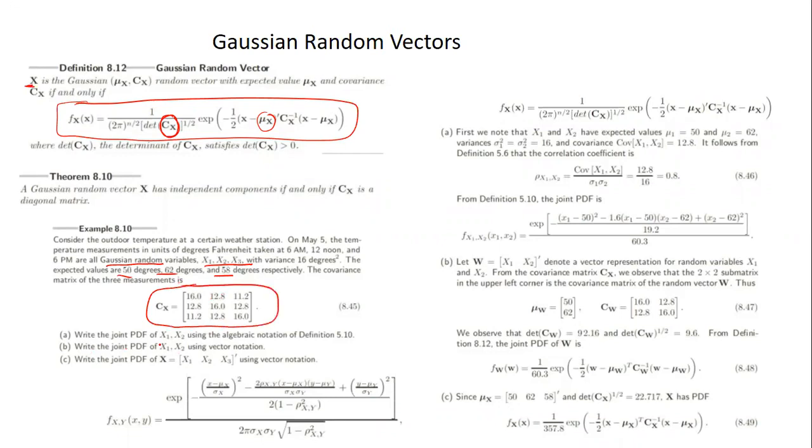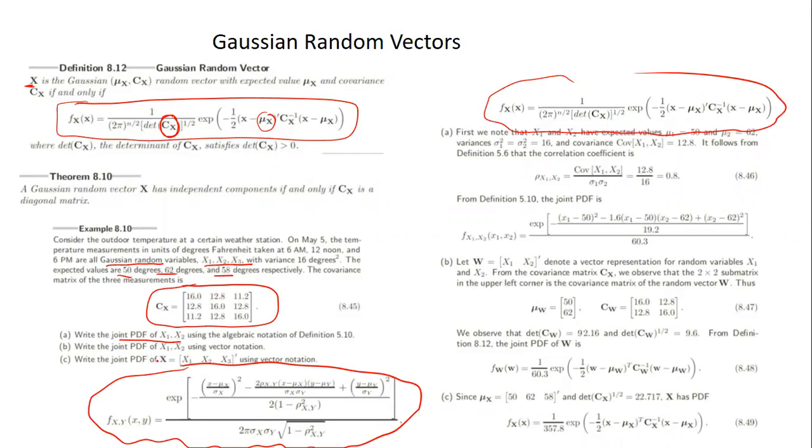Now the question is about the joint PDF of x1 and x2 using the algebraic notation in the previous slide. So this was the algebraic notation, and this is the vector notation. So we'd like to write the joint PDF of x1 and x2 using algebraic notation and vector notation. It's quite straightforward. All parameters are given. We need to find the correlation, as we have correlation here. We find the correlation using the covariance matrix.